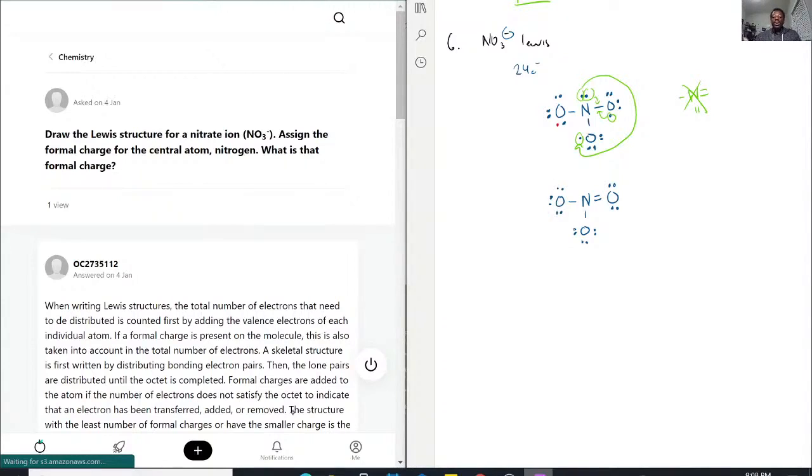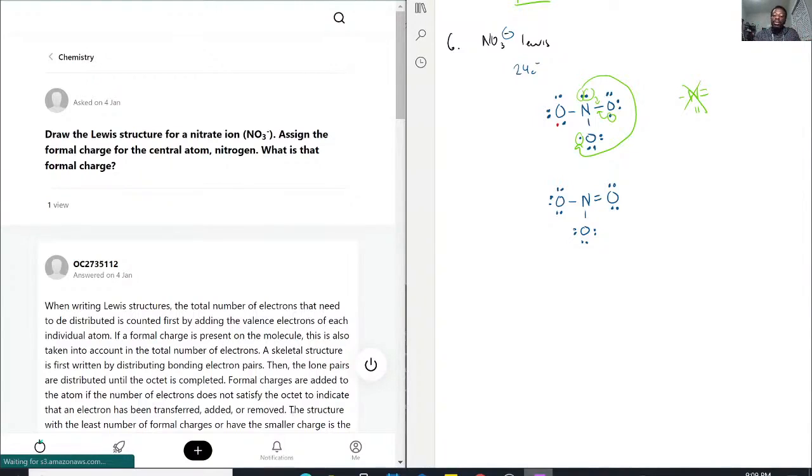Okay, so now we're going to see, does it follow the octet rule for everything? Yes, it looks like it does, which is a very good start. Do we have 24 electrons? We have 4 bonds and 8 lone pairs, so that's 16. So 16 plus 8, we do indeed have 24 electrons. Also a good sign. Now what is this formal charge they speak of?